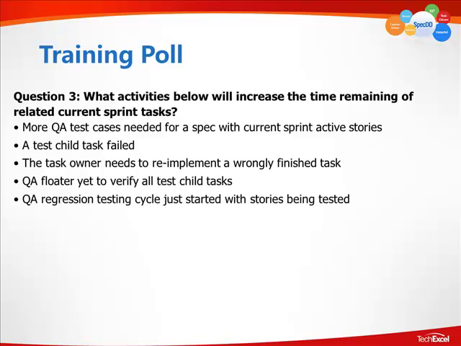Second choice, a test child task failed. Again, this is something on the QA side. Whether it's a QA floater or a QA team task is irrelevant. Even if it is a QA floater and the QA floater is with the developing team and they tested this task during the sprint, even if it does fail, the time remaining for the sprint task is not increased.